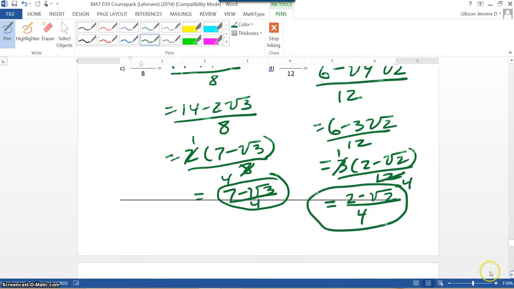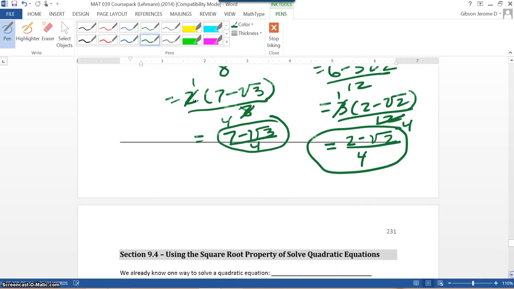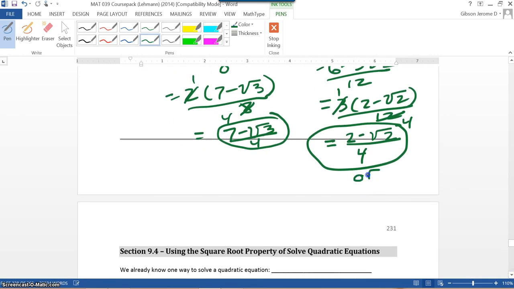Now, of course, you can simplify this even further. You could rewrite this, so I put or. You could simplify the 2 and the 4. You could make that 2 fourths minus the square root of 2 over 4. 2 over 4 simplifies to 1/2 minus the square root of 2 over 4. So you can have either one of these answers, 1/2 minus the square root of 2 over 4, or 2 minus the square root of 2 over 4. Either one of these would be acceptable, and we're done.